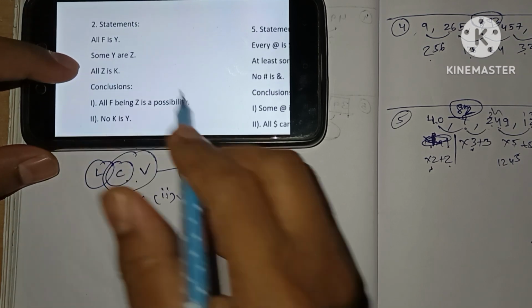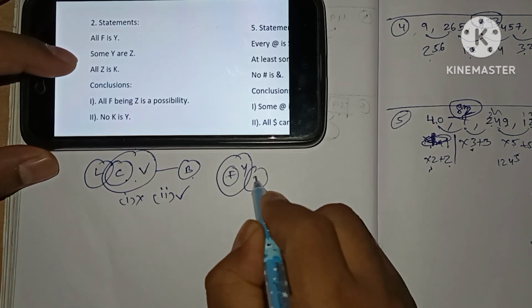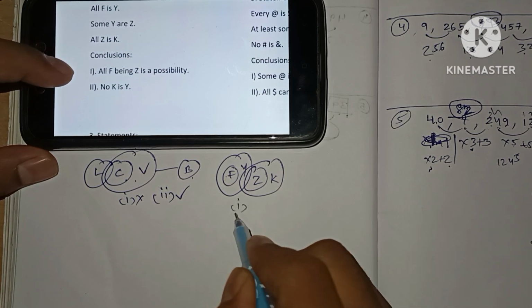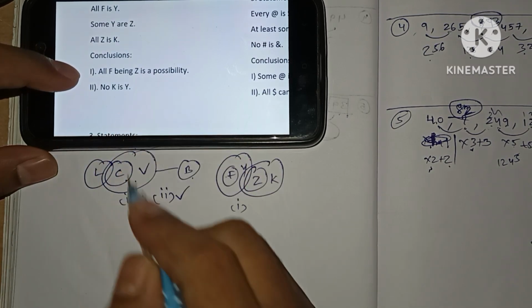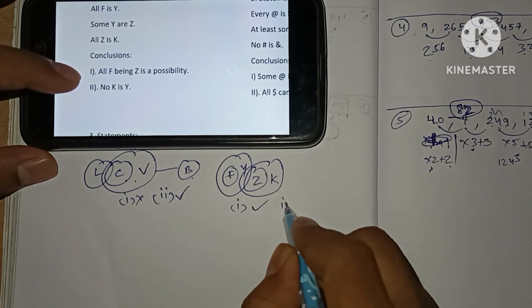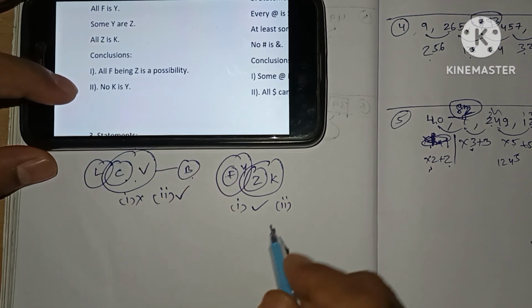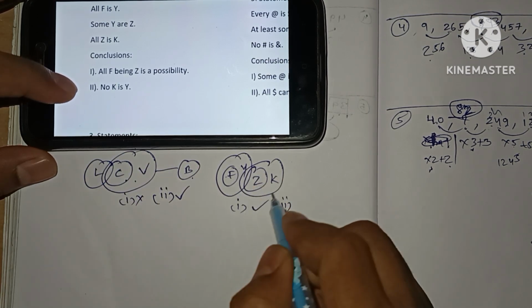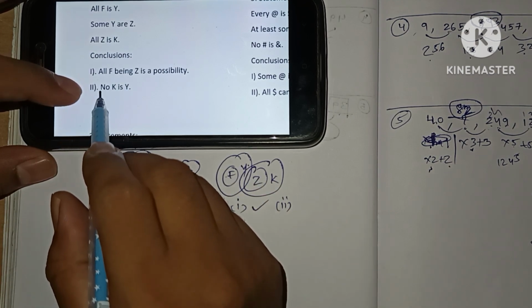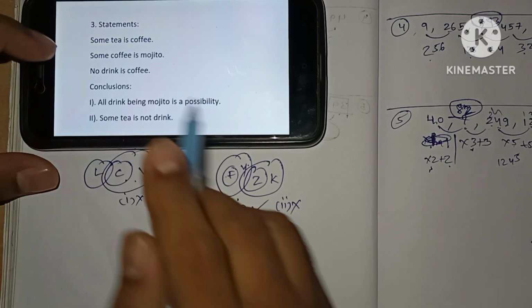Let's see second question. All F is Y. Some Y are Z. All Z are K. Conclusions. First one. All F being Z is a possibility. All F can be placed inside Z. Yes, we can place. It is true. Now, some K is Y. We check whether some K is Y is possible or not. Some part of K is sharing with Y. So some case is true here means no case fails. Next, third question. Some tea is coffee.